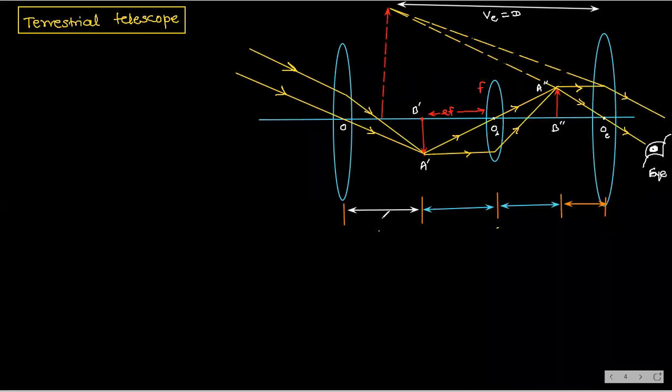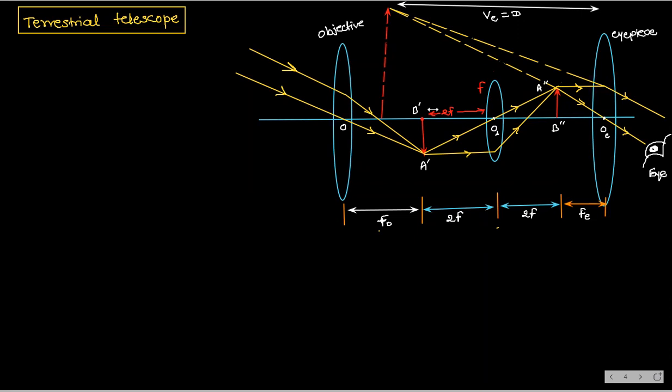So the first image is forming at the focus of the objective lens, so I am calling it the objective lens. And this one is the eyepiece. Okay. And this one is 2F. Similarly, this is also 2F. And this one is what? FE, that is the focus of this eyepiece.